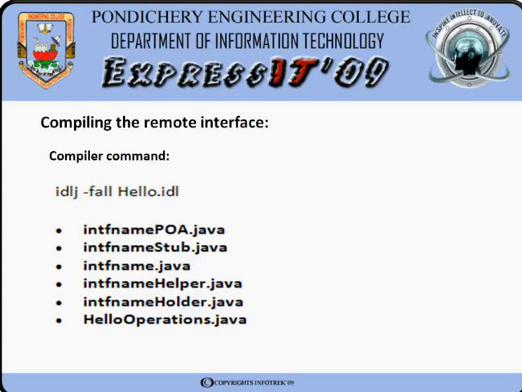Compiling the remote interface. The compiler command is given and the IDL file name here is hello.idl. The compiler generates the following files, namely interface name POA.java, which is a stream-based server skeleton. Next, the interface name Stub.java. It is a client stub. Interface name.java. This is a Java version of IDL interface. The helper and holder files are interface name Helper.java and interface name Holder.java. HelloOperations.java is a file which contains all the methods that have been shared by both stubs and the skeletons.